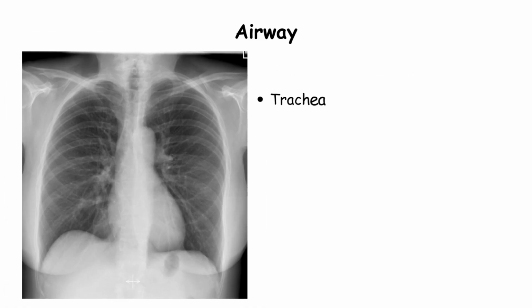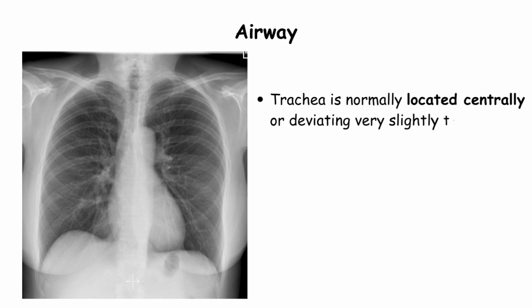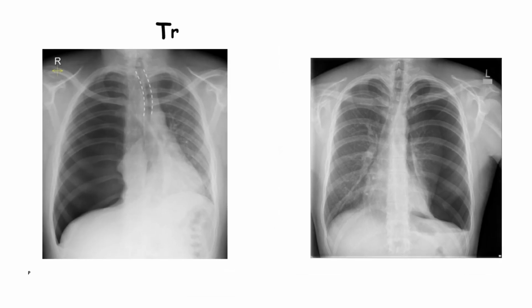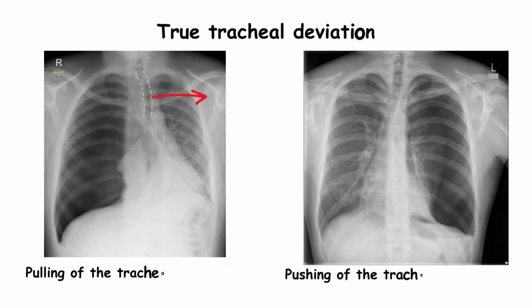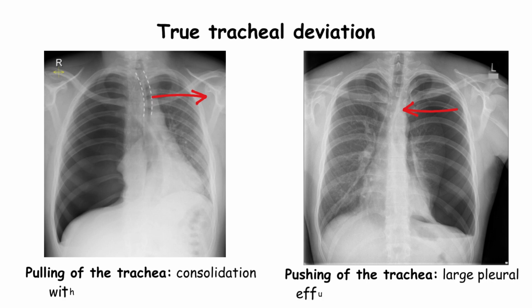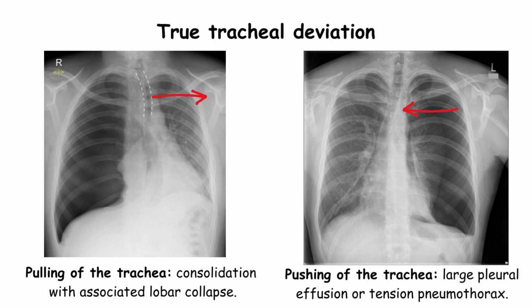Usually the trachea is located in the center or with slight deviation to the right. If you see something pulling the trachea to either side, you have to check what is pushing or pulling the trachea. Large pleural effusions and tension pneumothorax push the trachea, and consolidation with associated lobar collapse will pull the trachea. Rotation of the patient can give the appearance of apparent tracheal deviation.